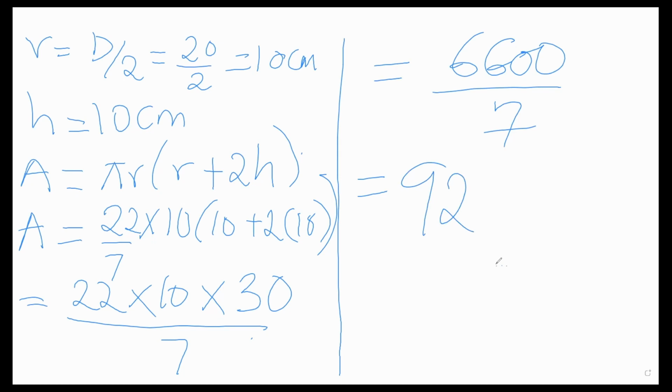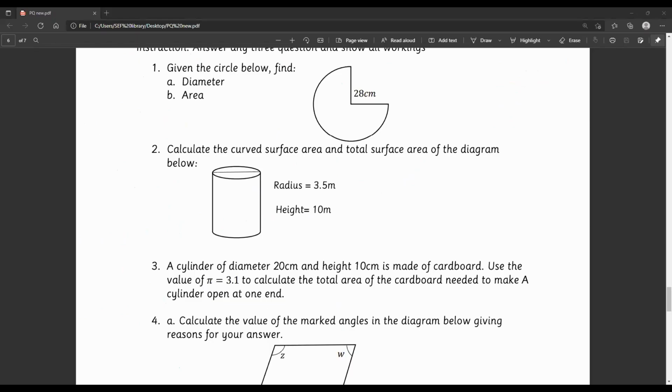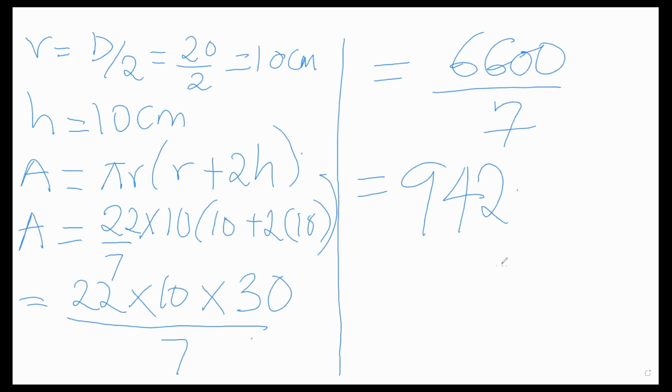942.86 centimeter square, which is the area of the cylinder, or the area of the cardboard needed to make a cylinder open at one end. And that's the solution to question 3.